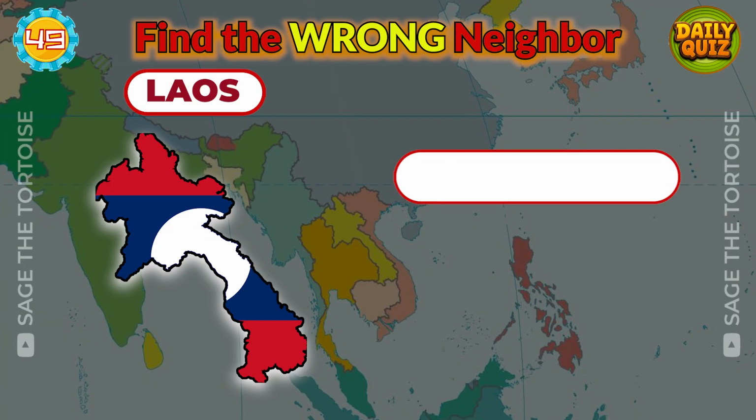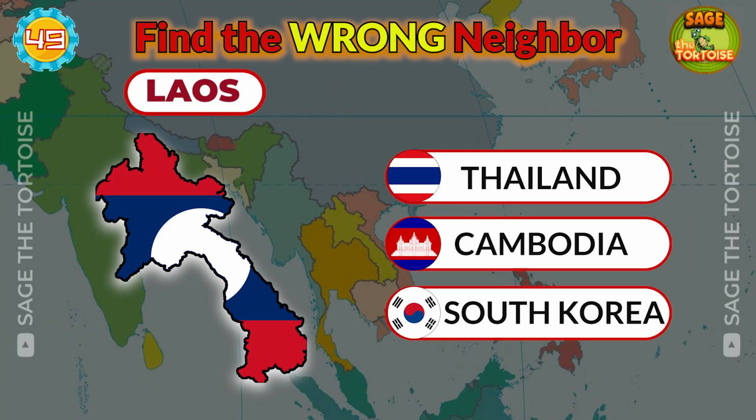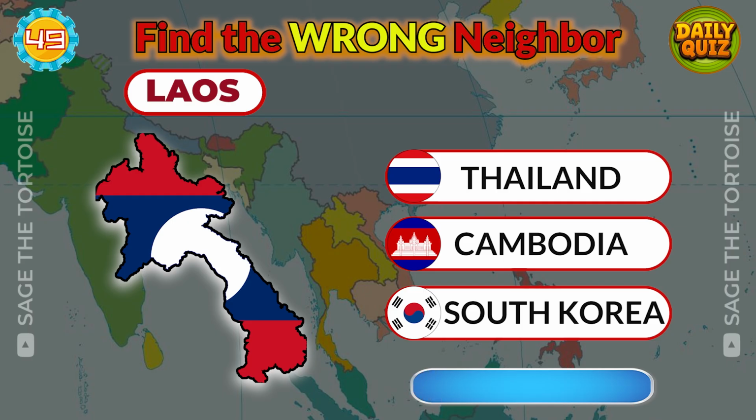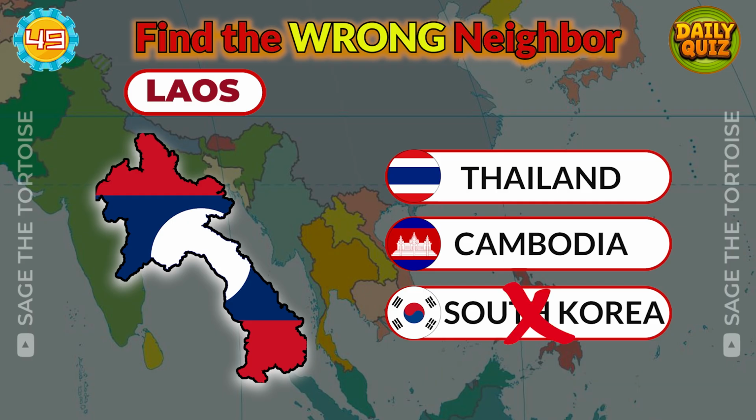Laos borders Thailand, Cambodia, and South Korea. Which one is wrong? The answer is South Korea.